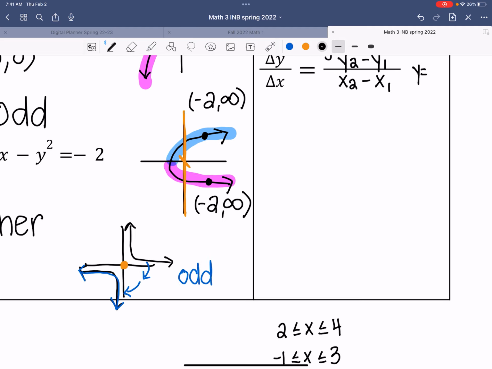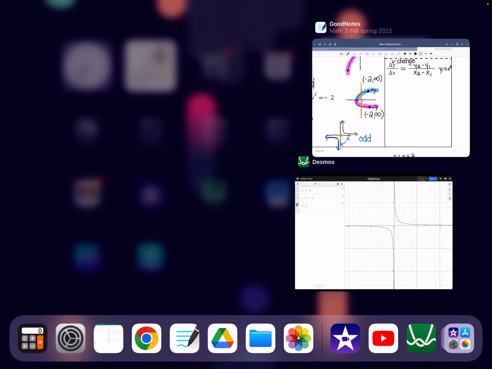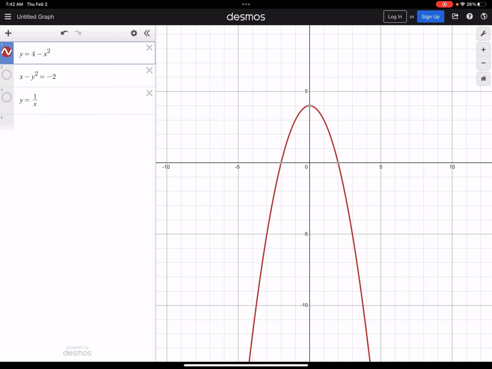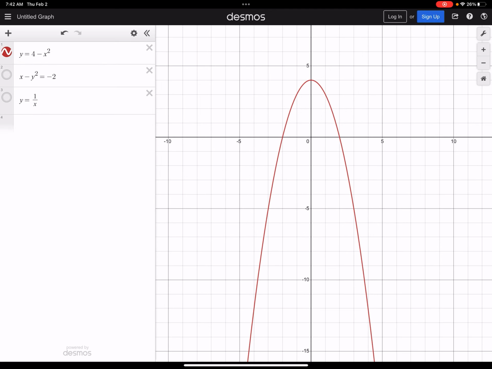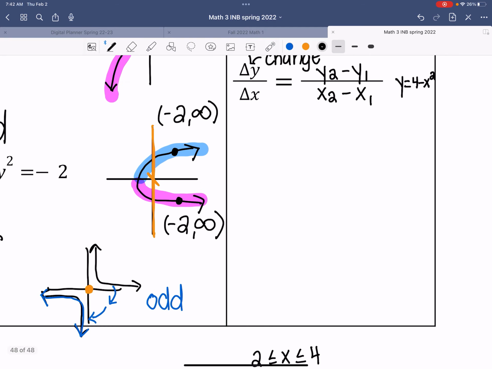Now, I'm going to look at the original graph here for y equals 4 minus x squared. So that's the graph that we're going to be looking at to do some rate of change. So I did already have that typed into Desmos so we can see it. And it comes out to be this parabola. And I'm going to ask for a rate of change for a couple of different sections. So I'm going to start with finding the rate of change between x equals 2 and x equals 4.